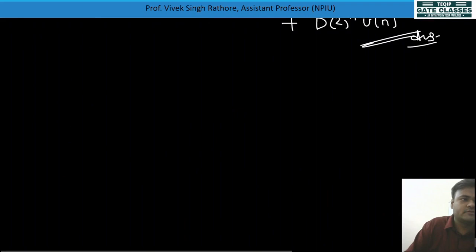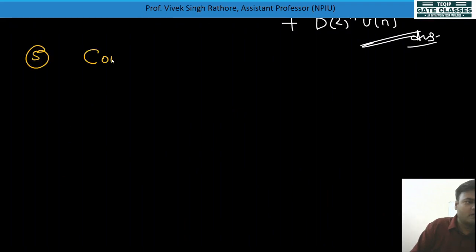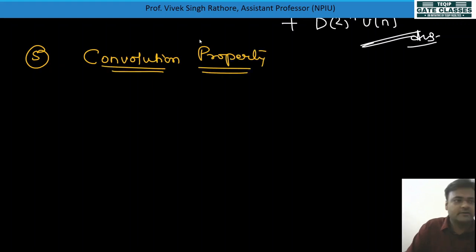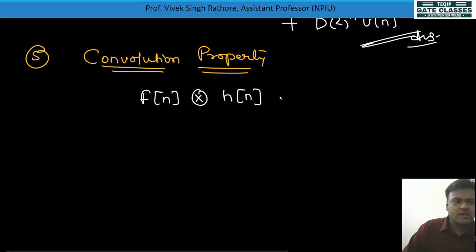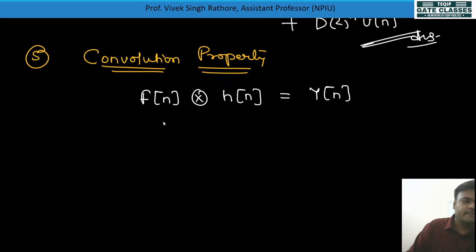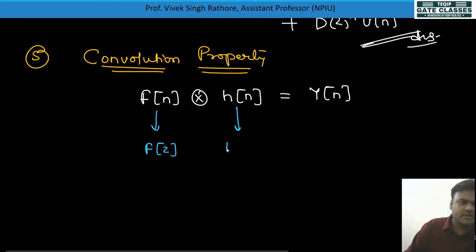Let's suppose the fifth property is the convolution property. See, it is very easy, no need to go further. Convolution is nothing but, if f of n is convolved with h of n, that is, a signal is convolved with the impulse response, you get the output response as y of n. Earlier we have seen the same in Laplace and Fourier transform also, and here also we will see the same. This Z transform is f of z, let's suppose. This Z transform is h of z.